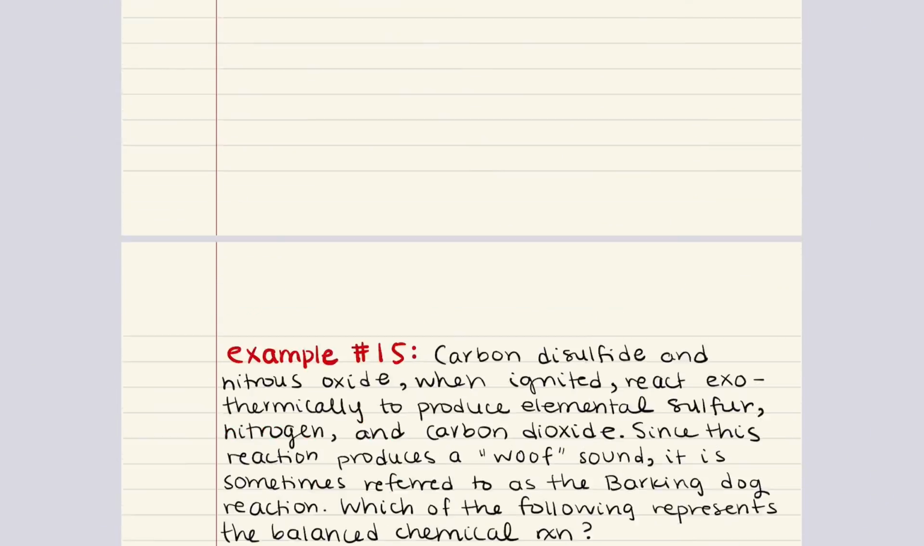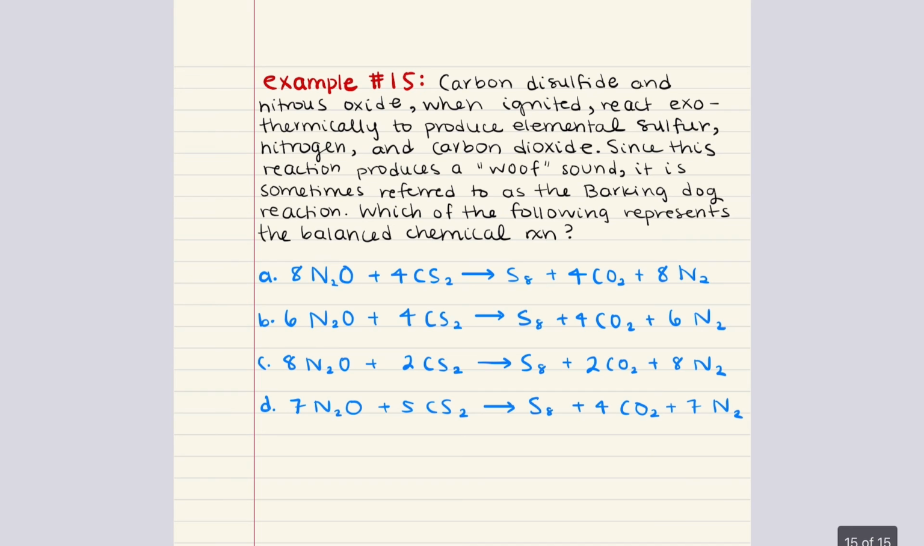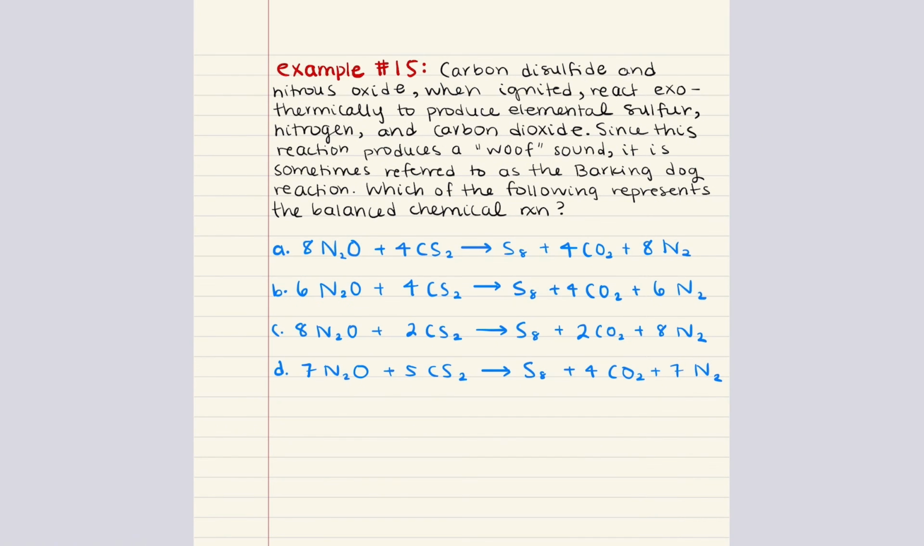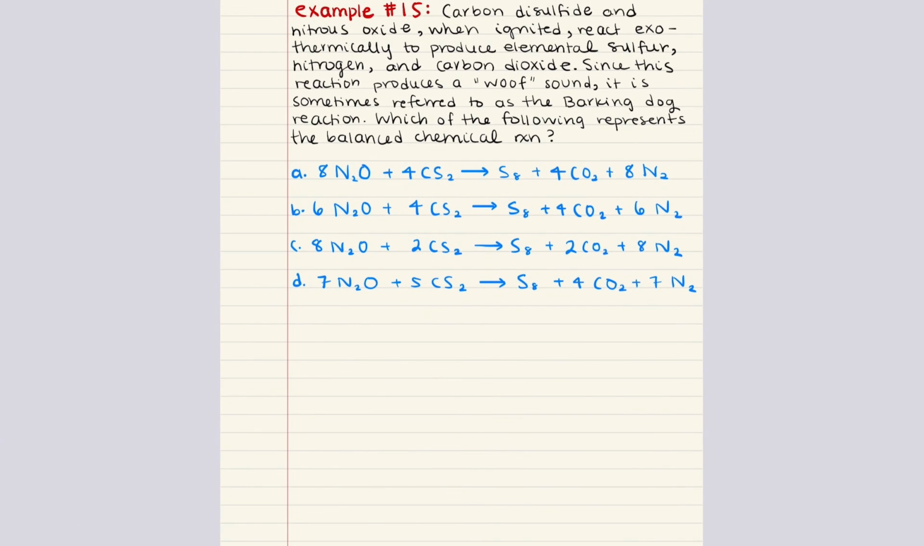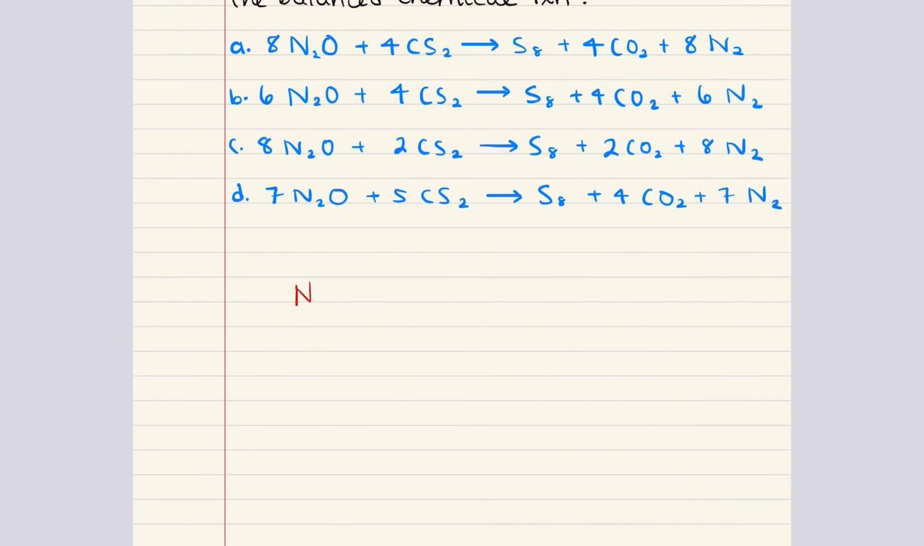Let's move on to our last and final question, problem 15. Problem 15 says carbon disulfide and nitrous oxide, when ignited, react exothermically to produce elemental sulfur, nitrogen, and carbon dioxide. Since this reaction produces a woof sound, it is sometimes referred to as the barking dog reaction. Which of the following represents the balanced chemical reaction? Now, looking at the answer choices, we have the same reactants and products in all 4 options. So we're just going to go ahead and write out the reaction.